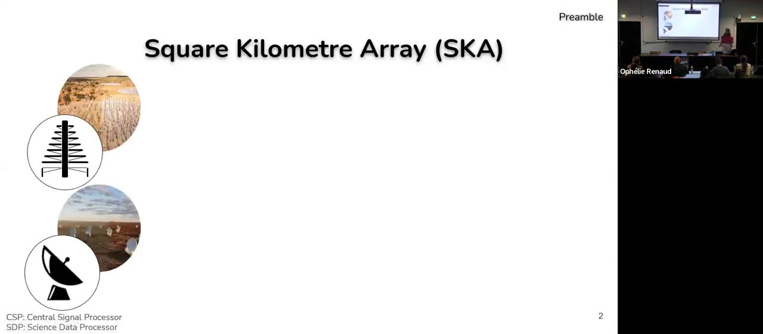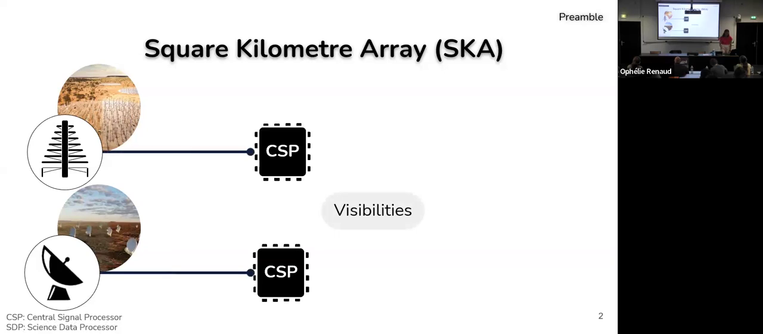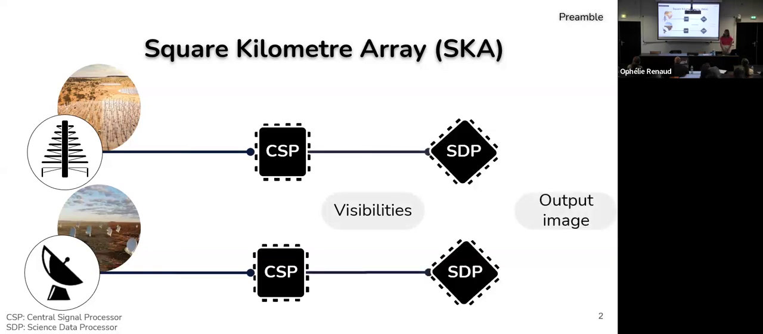So the context of this thesis is the radio telescope under development, SKA. SKA consists of antennas in South Africa and in Australia that capture sky signals and process them through a processing pipeline in order to generate output images. The SKA is composed of two main parts. The CSP, which stands for Central Signal Processor, converts antenna voltages into visibilities. And the second part, the SDP, which stands for Science Data Processor, converts the visibilities into output images.